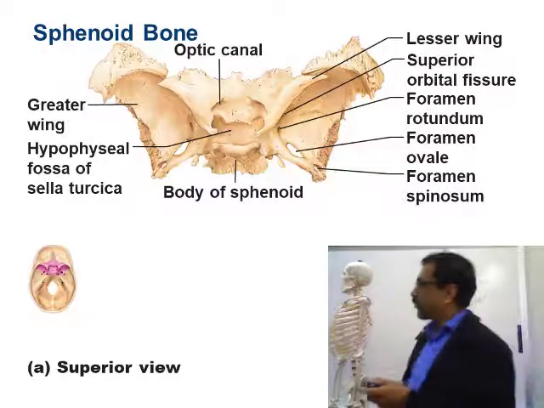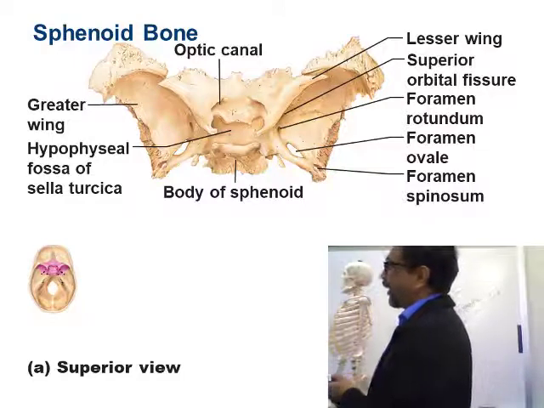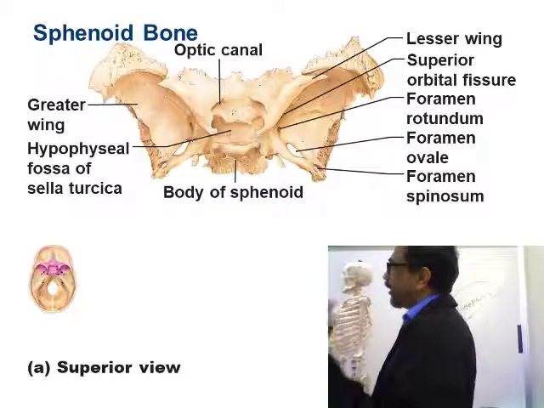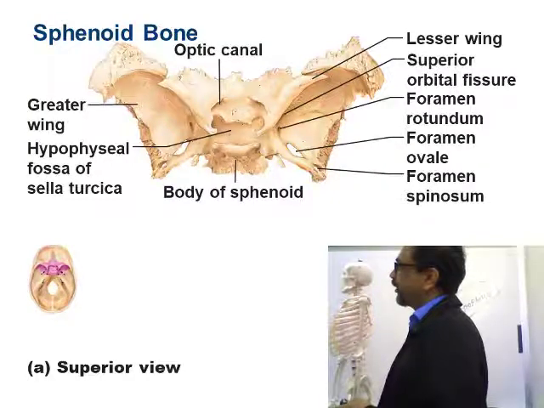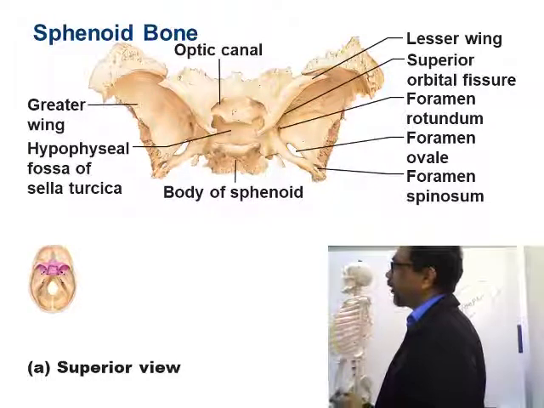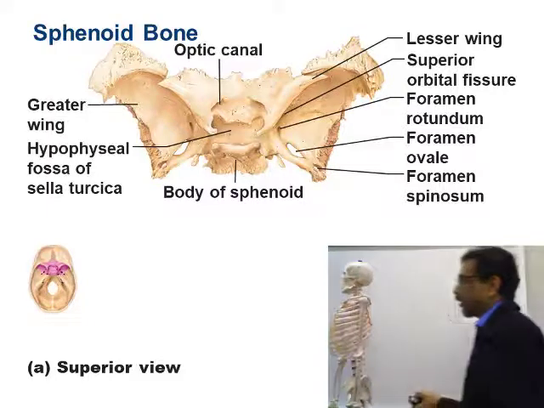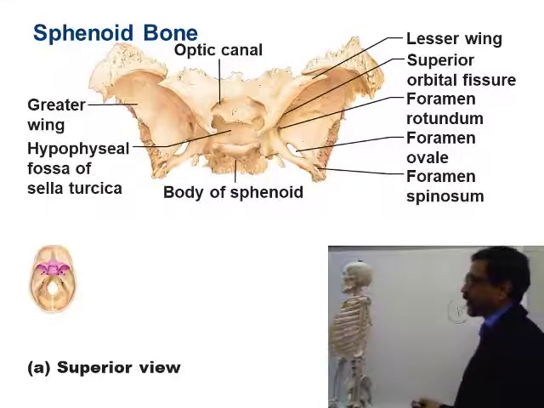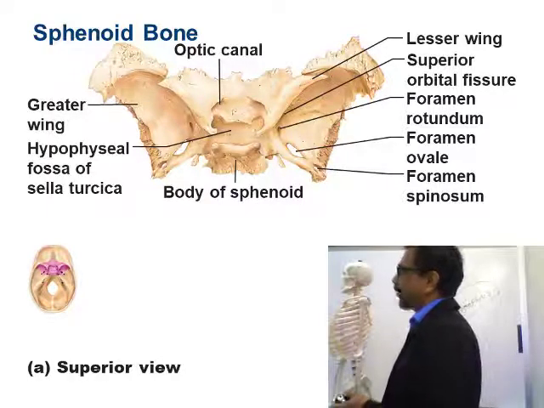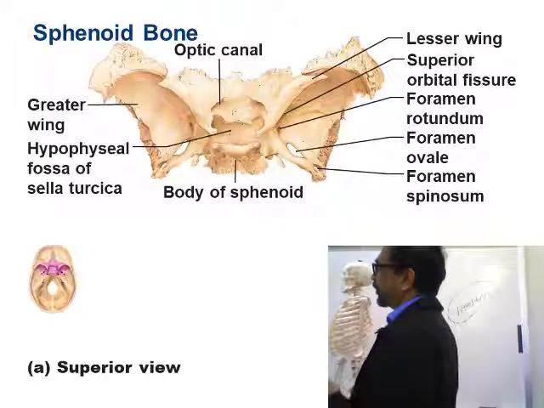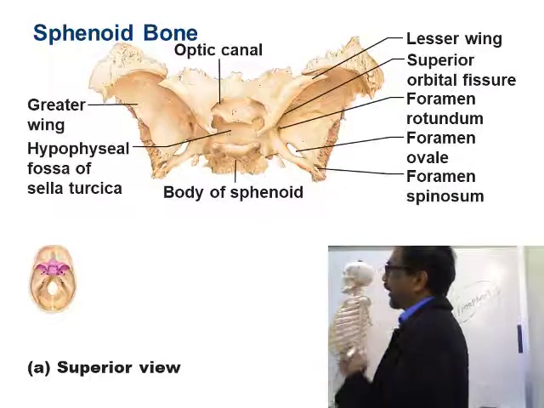That's why it's called the foramen ovale. And so this bone has a body and two pairs of wings, and a couple of things: one important fossa, the hypophyseal fossa, and just the optic canal and foramen ovale. If you just know those, you should be fine.